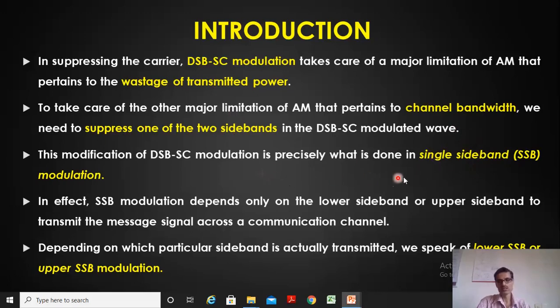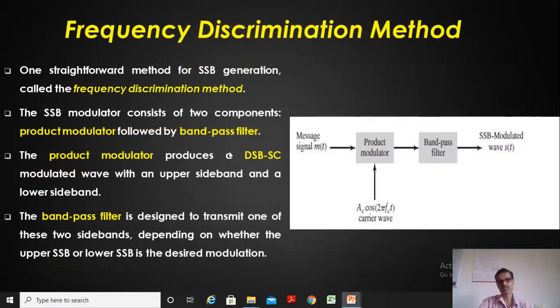Here only the lower sideband or only the upper sideband can be transmitted to the receiver. If I transmit only the lower sideband, that method is called lower SSB. If I transmit only the upper sideband, that method is called upper SSB modulation. So depending on which sideband you are transmitting, we say it is lower SSB or upper single sideband modulation technique. Now, there are different methods of generating the SSB signal.